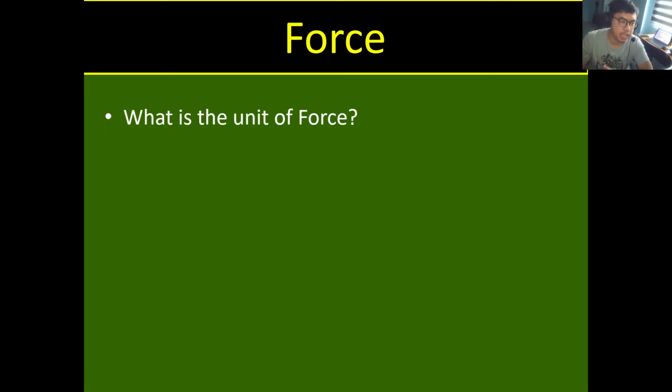Forces can be measured, and it has a unit, and the unit of force is the Newton, capital N. So don't write down small n for the unit of a force. That's wrong. Write down the capital letter N, and that means Newton. You can have a big force, usually a big number, for example, 10,000 Newton. Or if you have a small force, it's 10 Newton, 5 Newton. The bigger the number, the stronger the force.